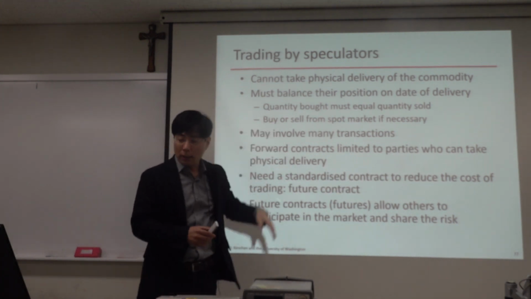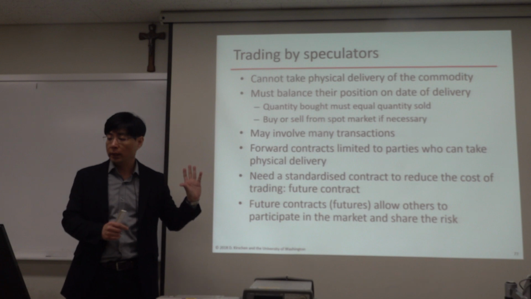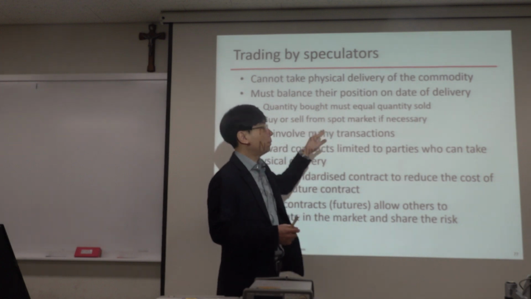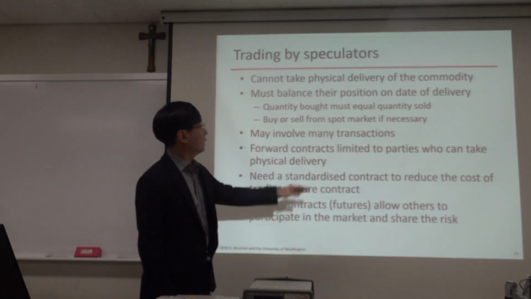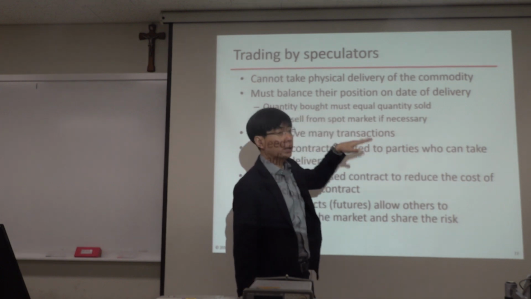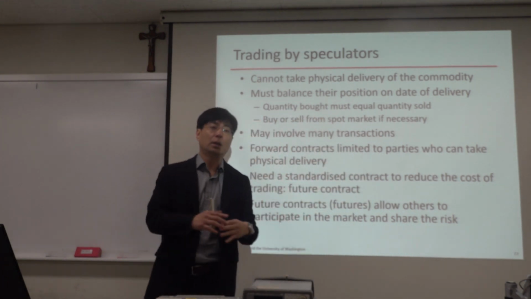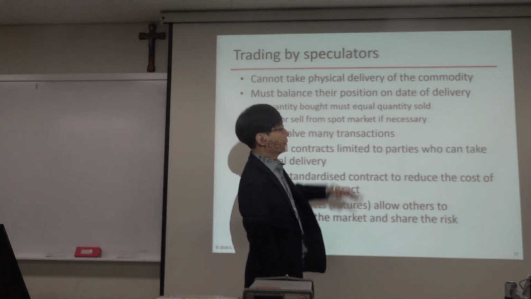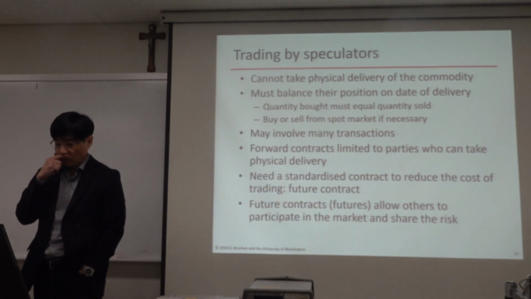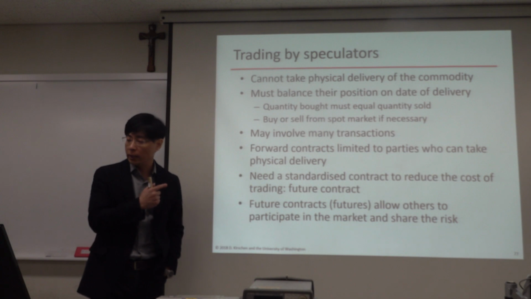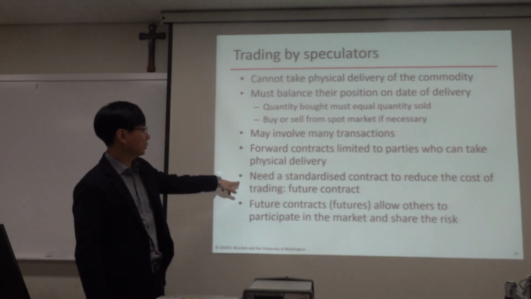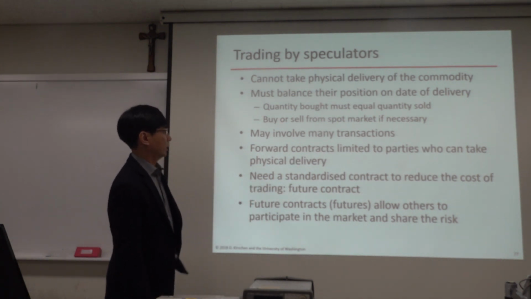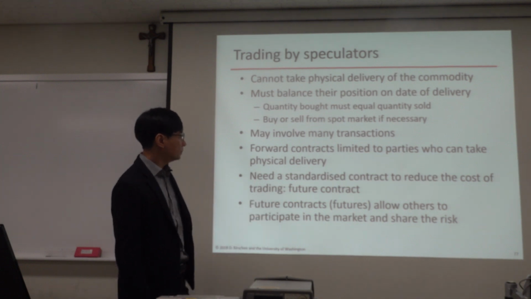And if they cannot fulfill their responsibility, they need to compensate by selling or buying in the spot market. But if they need to do that, you remember that the price in the spot market is highly volatile, so they are again exposed to the price risk. So they don't want to do that. So forward contracts are limited to parties who can take physical delivery, and by contrast, speculators can participate in the futures contract because it is in a standardized form.